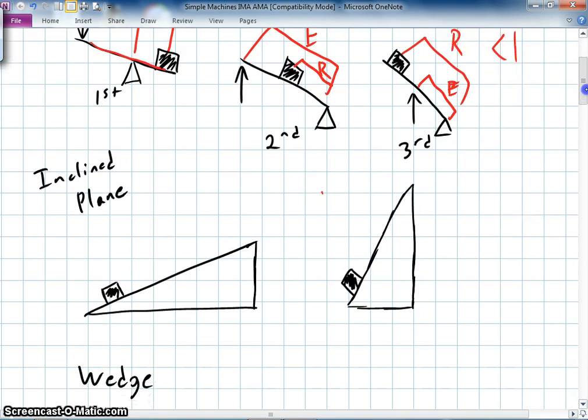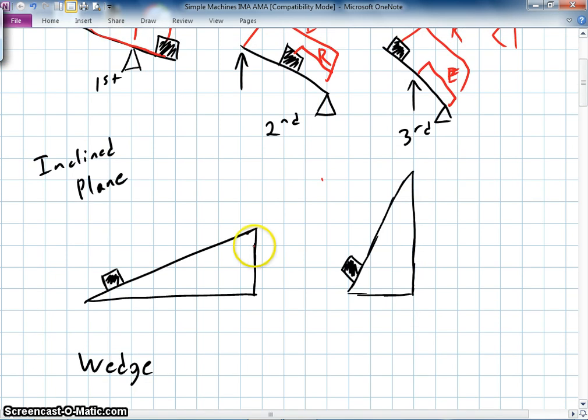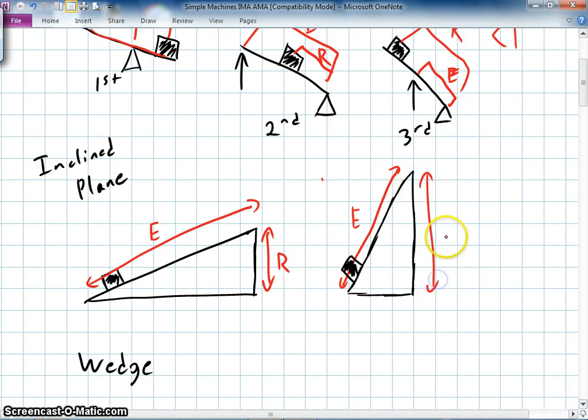Now, an inclined plane is kind of different. This is a triangle, essentially. The resistance is always going to be the height that you are overcoming, and the effort will always be the hypotenuse of that triangle, the distance you're actually traveling. So every inclined plane will always have a longer effort distance than its resistance, because in a triangle, the hypotenuse is always longer than the actual legs. So effort will always be higher in number than resistance, which means that the IMA will always be above 1.